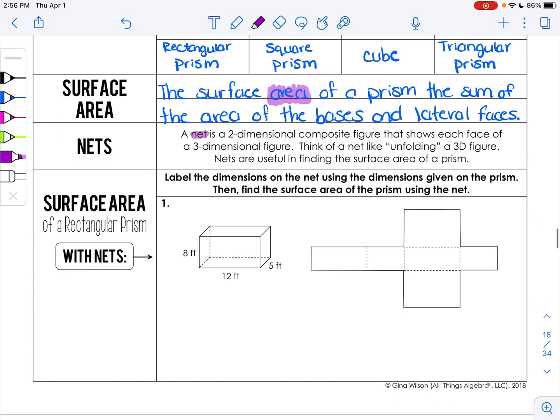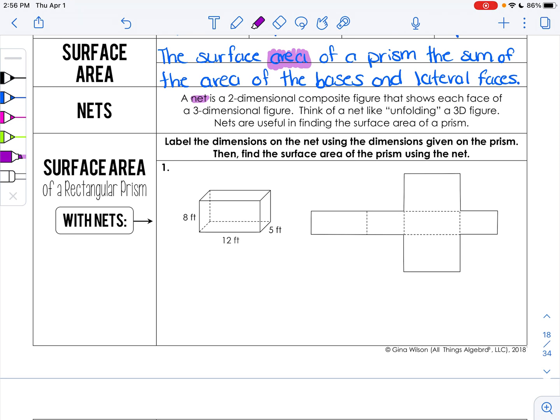So let's look at a rectangular prism. Here you can see a rectangular prism with dimensions of 8, 12, and 5 feet. And then to the right of that is a net of that same rectangular prism. So if we were to unfold that prism and lay it flat, that's what it would look like. First, we're going to label the dimensions of the net using the dimensions of the prism, and then we're going to find the surface area.